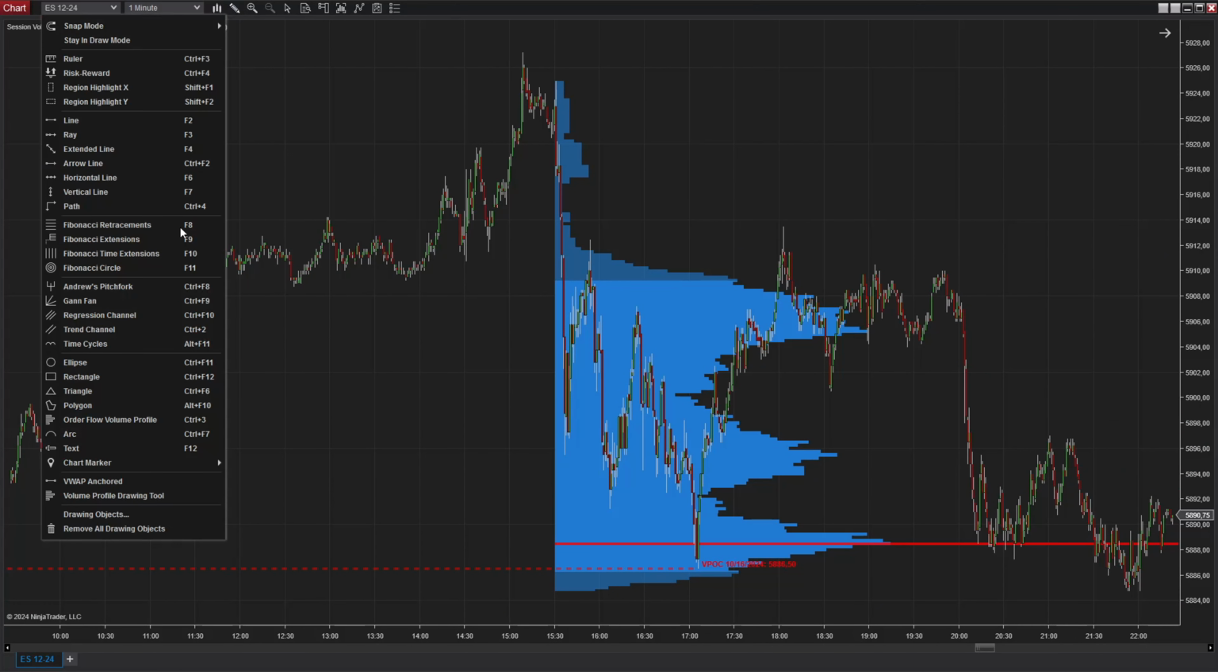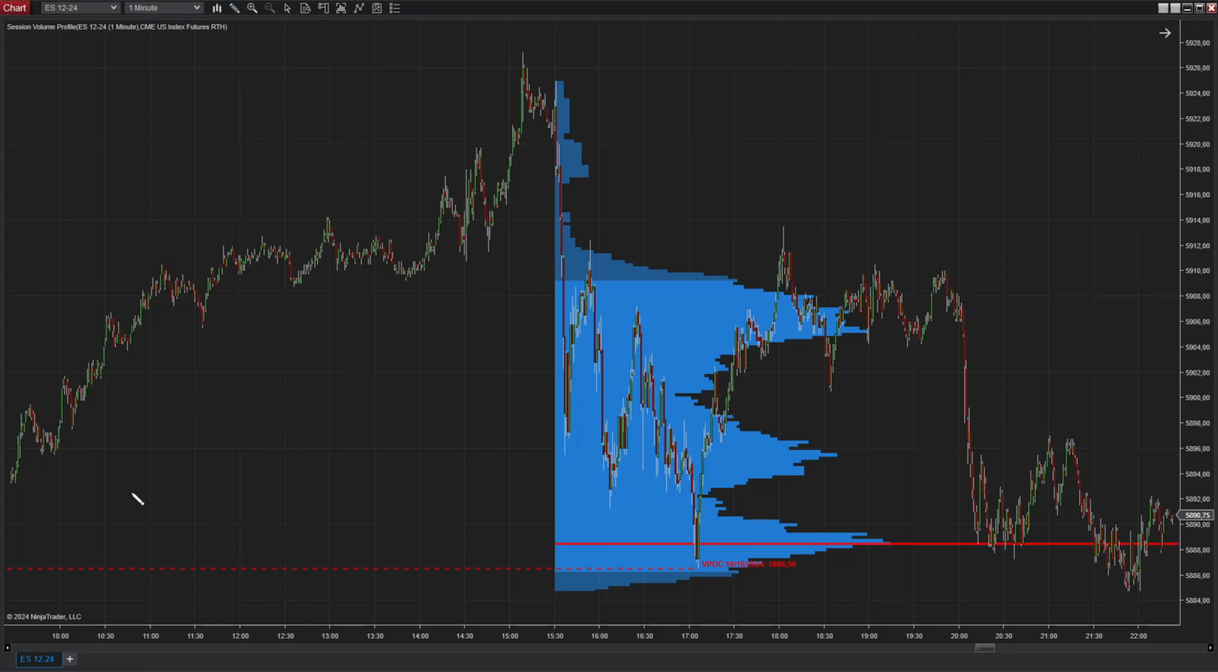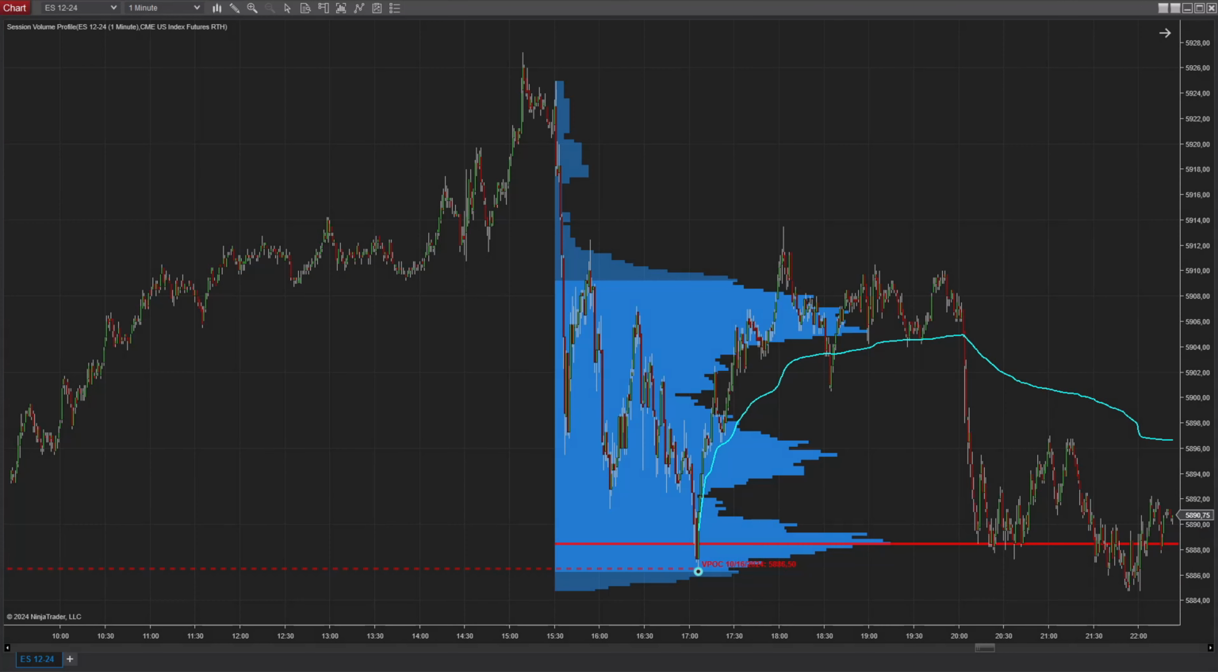So we're taking the drawing tool, VWAP anchored, and we're letting it start just where the bounce has happened. And then you can see it starts to draw a VWAP that starts calculating at that particular point. Now what you could do is when the price drops below a certain point of this VWAP, for example here, you could decide to take a short position.